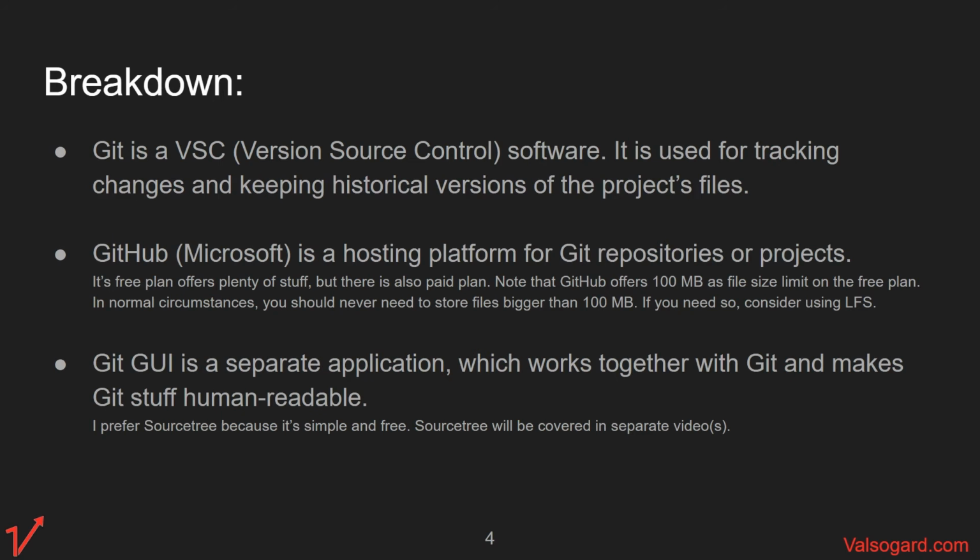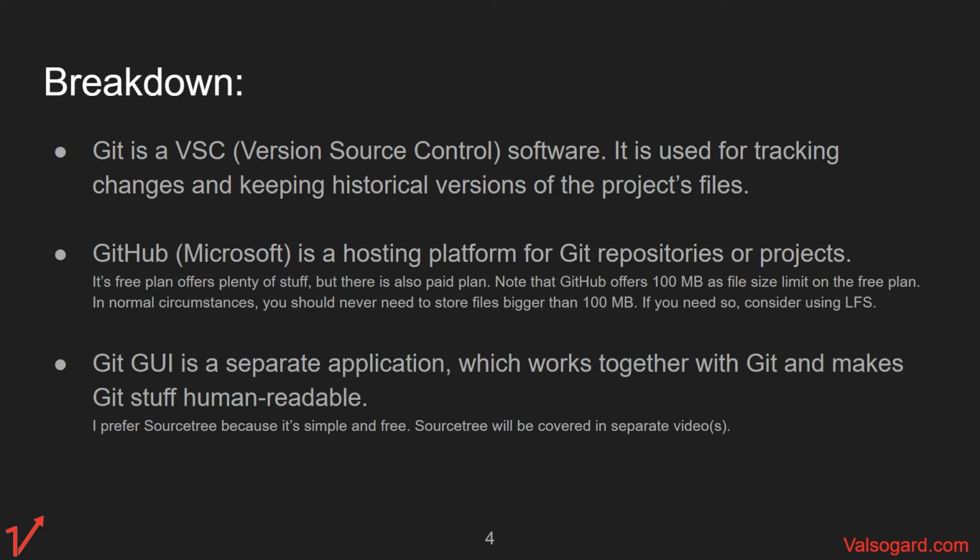Alright, proceeding. Let's go through the breakdown. What is Git, what is GitHub, and what is Git GUI? Alright, so Git is a version source control software. It is used for tracking changes and keeping historical versions of the project's files. So it's like a manager of your files, and basically a piece of software that is dealing with all the files and repositories and project files overall.